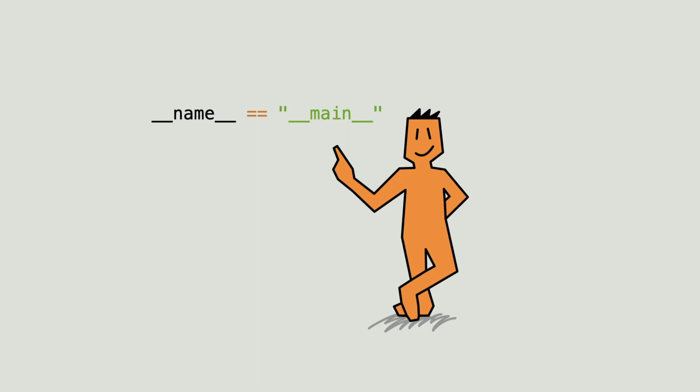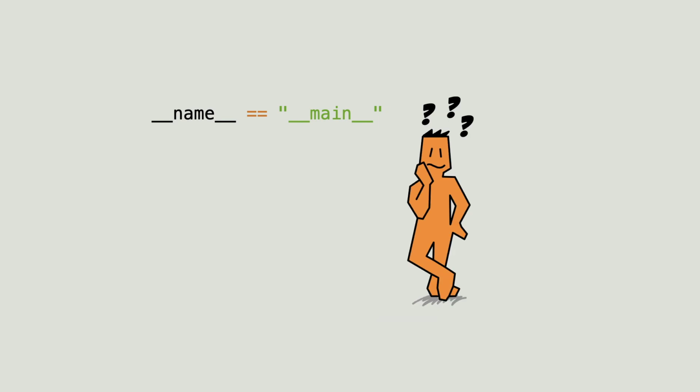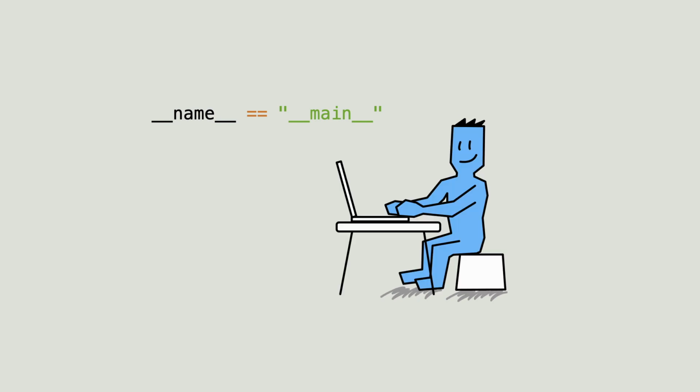With __name__ == "__main__", you can check if code runs at top level, and some say it's good practice to use it in all your scripts. But is that true? In this video you learn why you see this code in Python, so you can better decide when to use it.